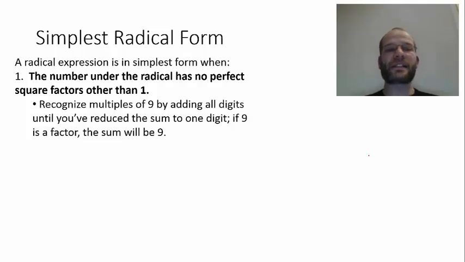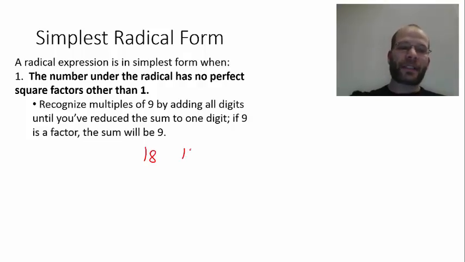The first one says that you may recognize multiples of 9 by adding all digits until you've reduced the sum to 1 digit. If 9 is a factor, the sum will be 9. Let's look at a few examples there. Suppose we have the number 18, and I'm wondering whether 18 is a multiple of 9. I just add the 1 plus the 8, and you'll notice I get 9.